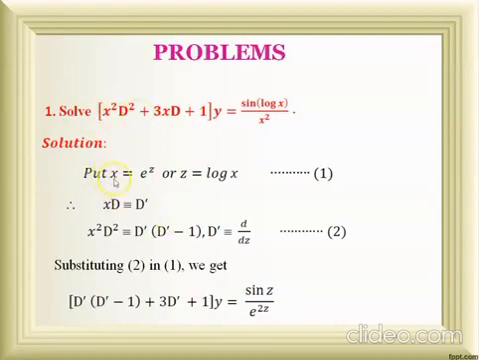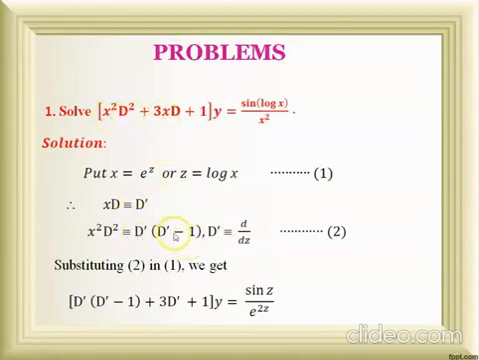First, I'm going to use the substitution x is equal to e power z. While taking logarithm, I will get z equal to log x. As well, we know the substitutions: x d is equal to d dash, and x square d square is equal to d dash into d dash minus 1, because I'm having only up to the second derivative. Here d dash is d by dz. I'm going to use these substitutions in the given problem.